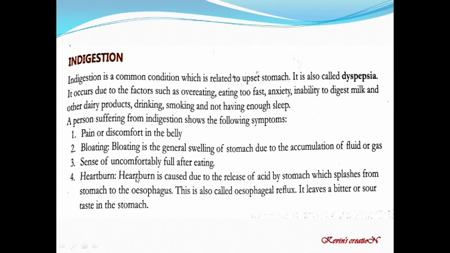Heartburn. Heartburn is caused due to the release of acid by the stomach, which splashes from the stomach to the esophagus. So you don't feel good. In your mouth also, sometimes you get a bitter or sour taste. Okay, this is called esophageal reflux. So these are all the symptoms of indigestion.